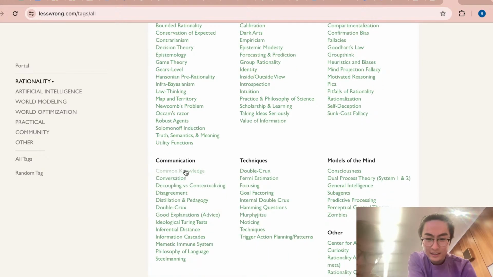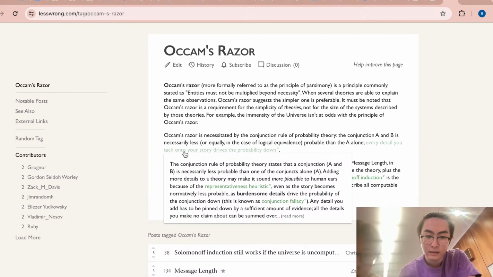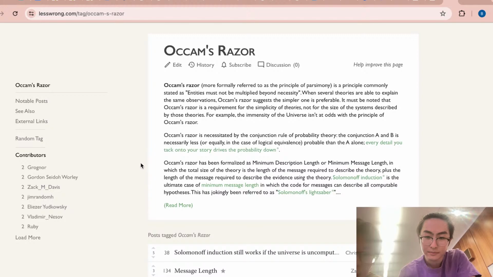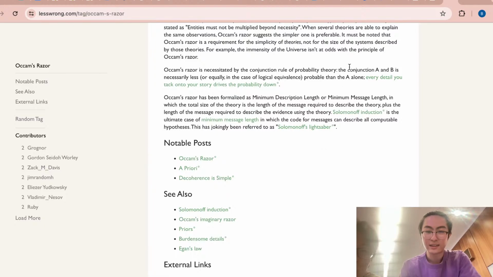Click on Occam's razor. Yeah, it sounds familiar. What is it? Simple things. Oh, the simpler ones are preferable. What the fuck? I don't even know what this means. A and B is necessarily less than or equal to. Okay, I don't know what that means.